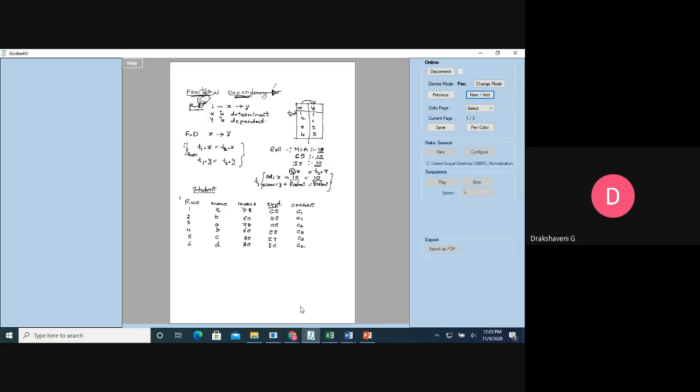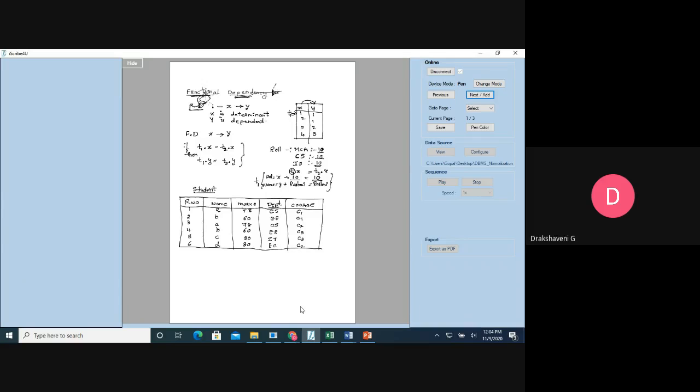Suppose this is the value we have taken in the table. In this table, what is the first column? First column is roll number. Second column is the name of a particular student. Third column is marks. Next column is department. Next one is course. So this is one table we have taken. Now we have to find out, in this table, which is functionally dependent on which.